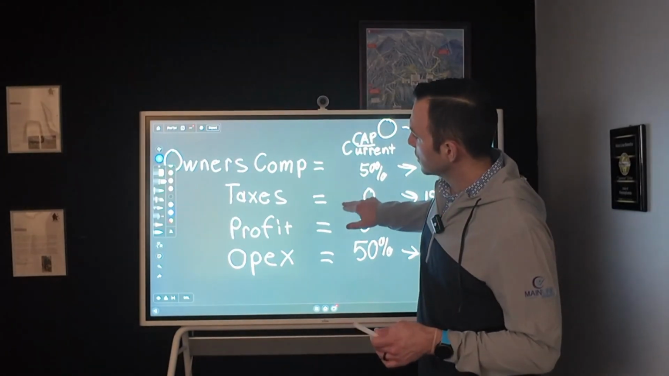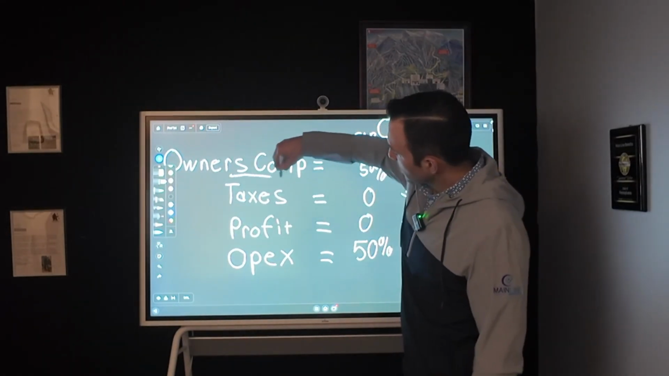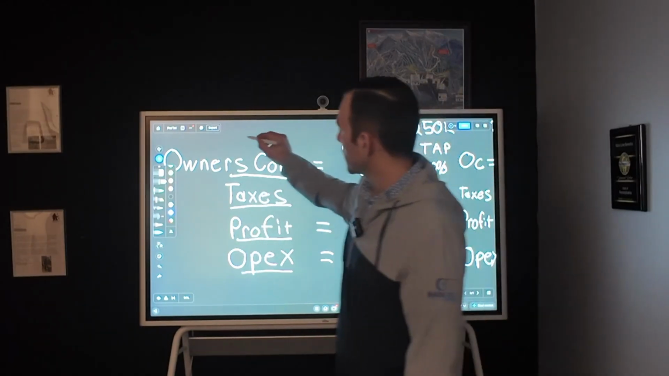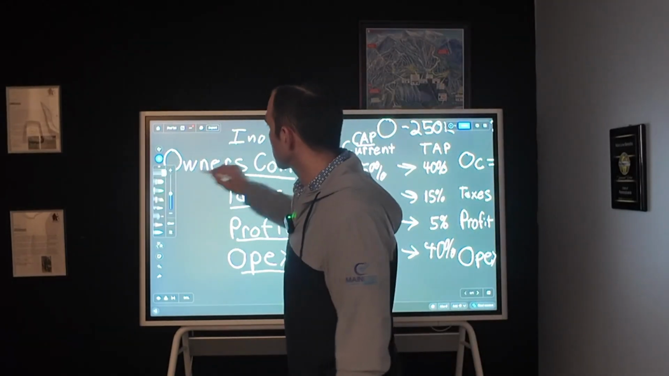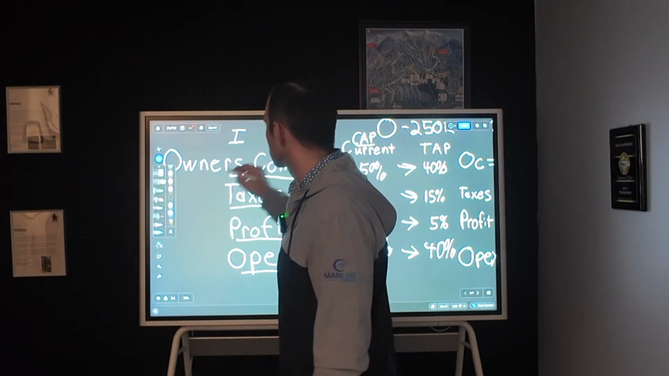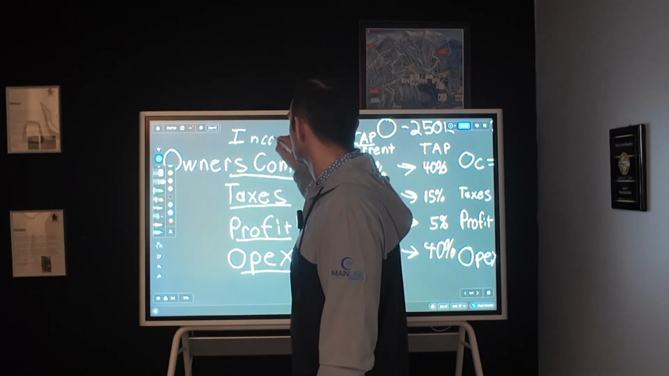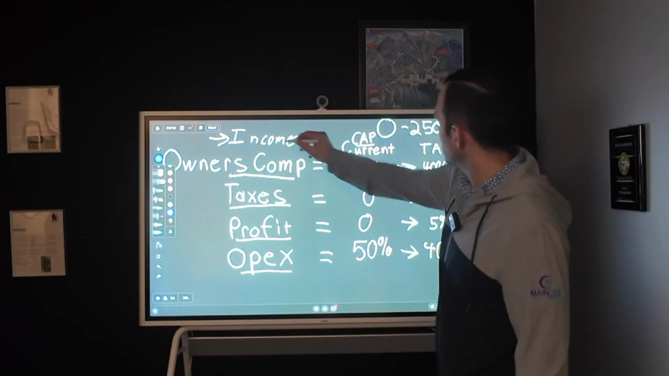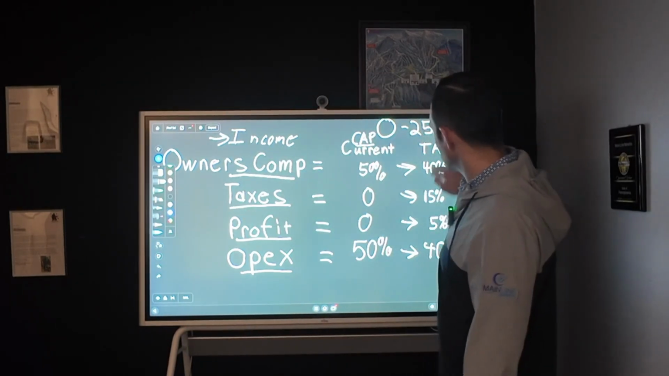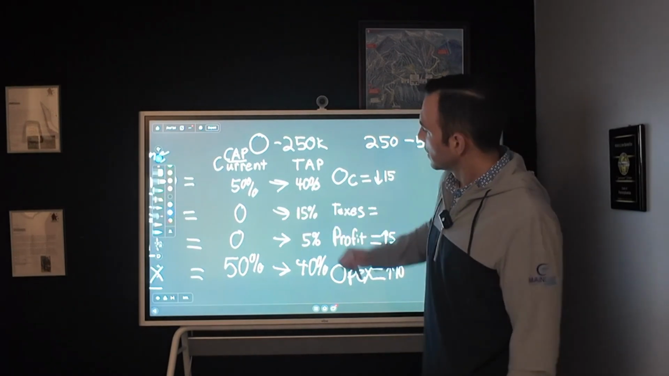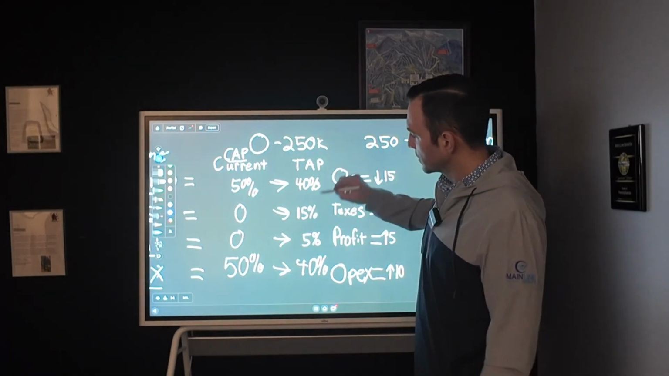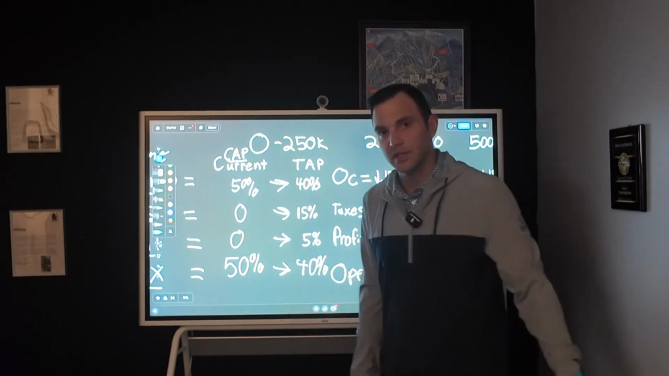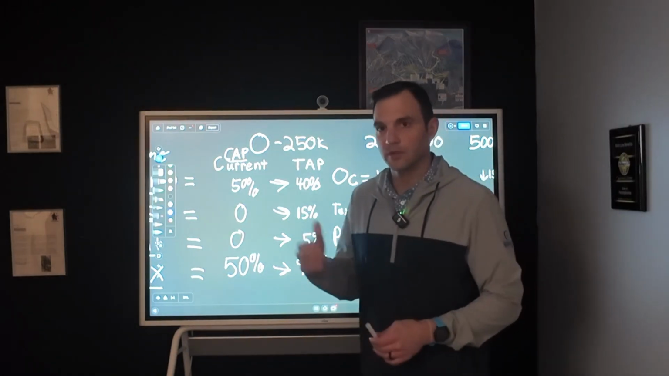One important thing to note, these are separate bank accounts, right? So you have an income account. In this scenario, you have 5 bank accounts. Everything flows into your income account, and from your income account, you make these allocations. So 40% is going to go in the owner's comp, 15% is going to go in the taxes, 5% to profit, 40% to OpEx, right? That's how I'm going to run the business.